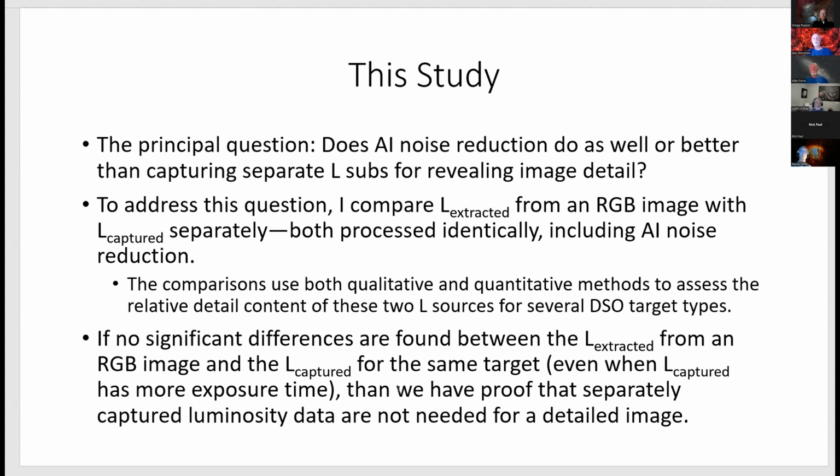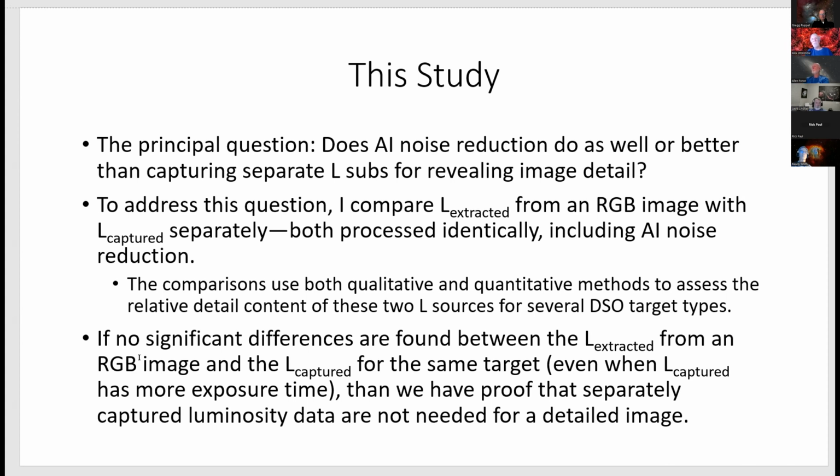Okay, the principal question then is, does AI noise reduction do as well or better than capturing separate Ls? As I said, I'm going to compare this L extracted from an RGB image with L captured separately, for the same equipment and the same target, and see if there's any difference between these L values. If there's no difference, then substituting the L capture for the L extracted gains nothing.